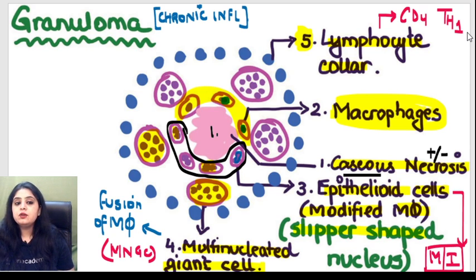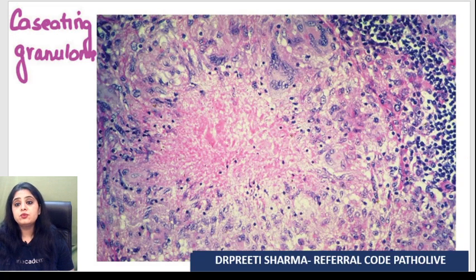So I'll do a very quick recap. If I ask you what are the 5 parts of a granuloma, number 1 you have is caseous necrosis, number 2 round nucleus macrophages, and everything changes in this. If the round nucleus becomes slipper shape, you call it epithelioid cells. If these macrophages end up fusing, you call them multinucleated giant cells, and finally the covering is with a lymphocytic collar. Let me now show you an actual blue and pink picture of a granuloma.